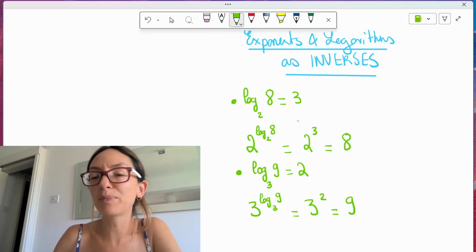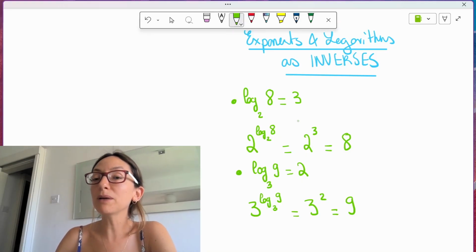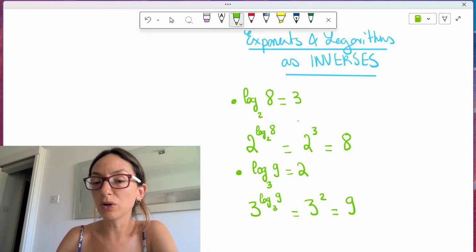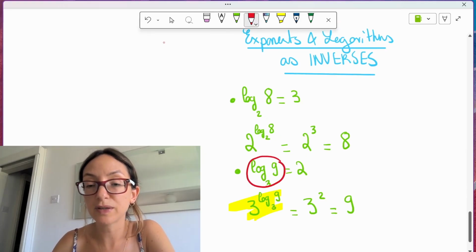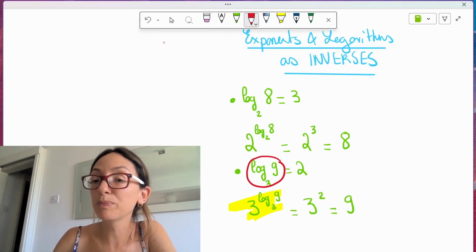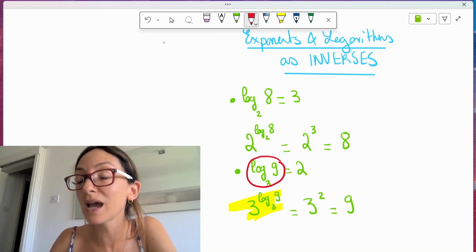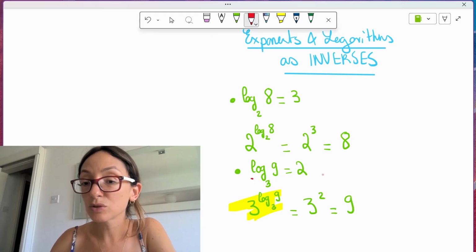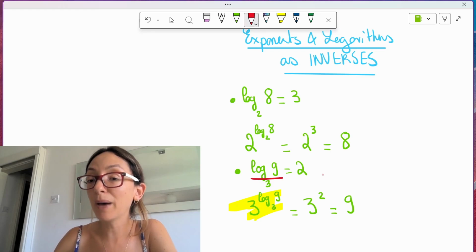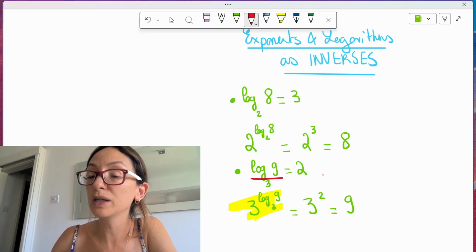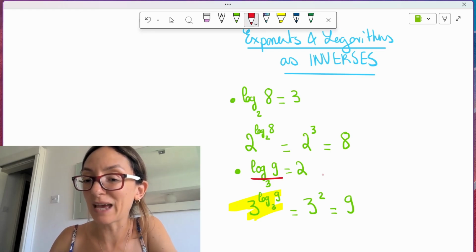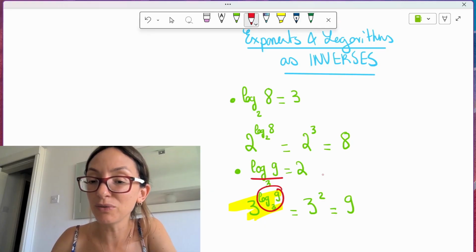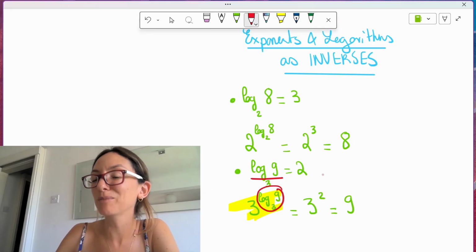Now why is that happening? Well, if you understand what we mean by logarithm, this shouldn't surprise you at all. What does log base 3 of 9 mean? It gives us the power that if we put on 3, we get 9. Or in other words, this is how big 9 is as a power of 3. And so we're taking that power and we're putting it on 3. And so obviously we end up getting 9.